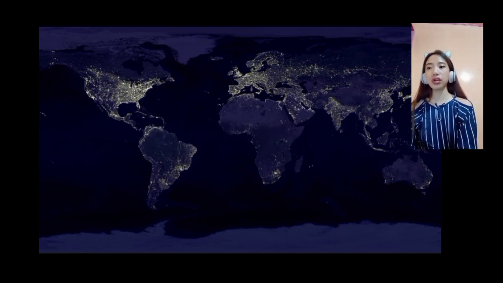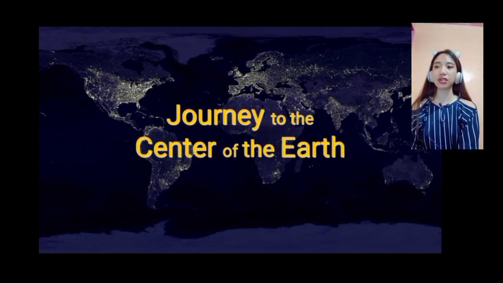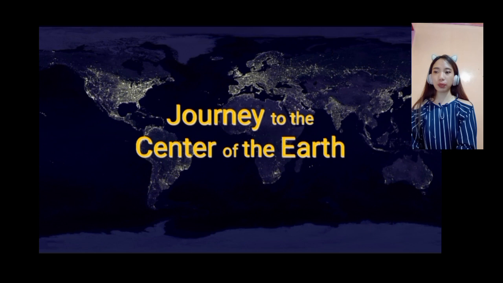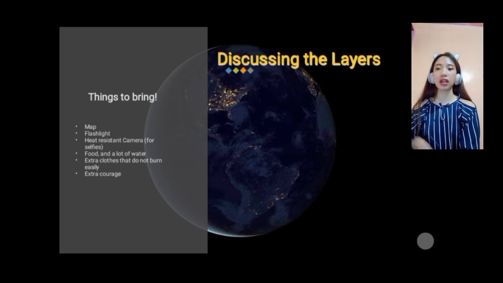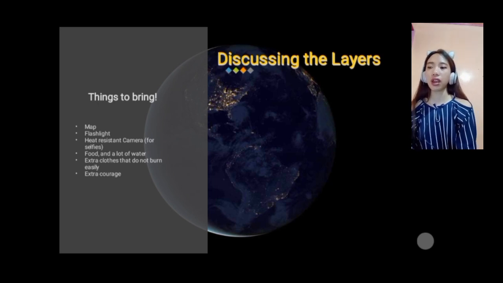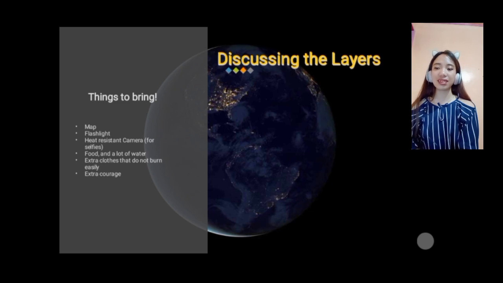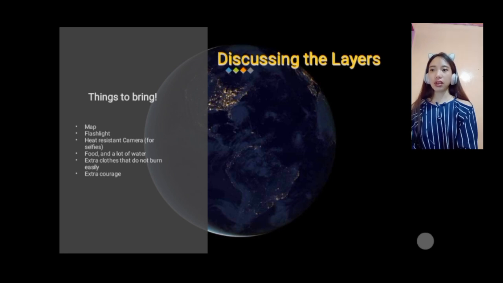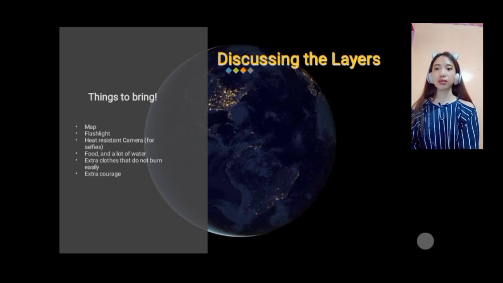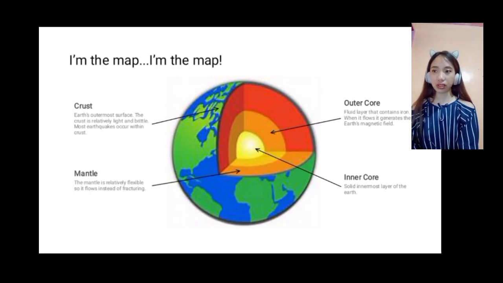Moving on, you were informed that we will be going on a journey to the center of the earth and asked to prepare these things to bring. First, a map, a flashlight with extra batteries, food and a lot of water, extra clothes that do not burn easily, and extra courage for today's journey. Traveling our way to the center of the earth, let's now bring out our map provided by your teacher. I will tell you first what we will encounter during this journey. First, there is the crust, the mantle, the outer core, and the inner core.